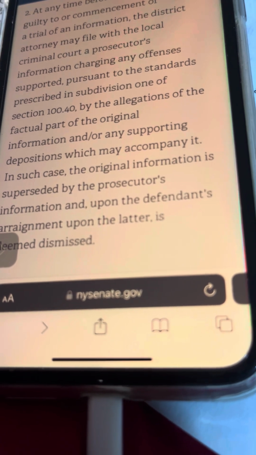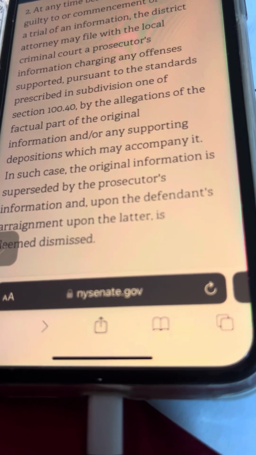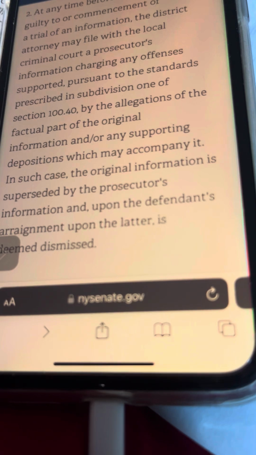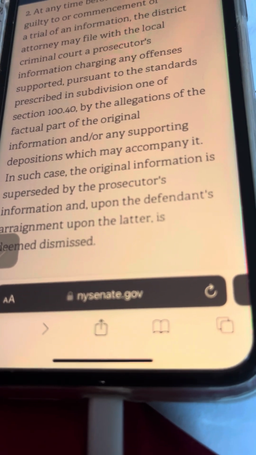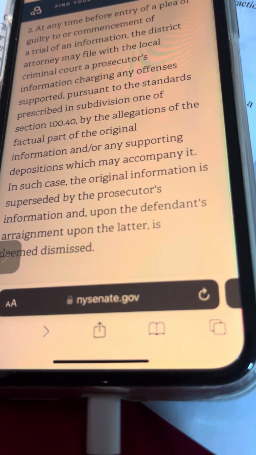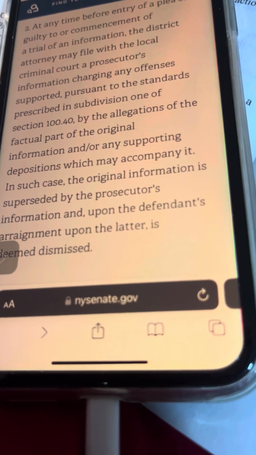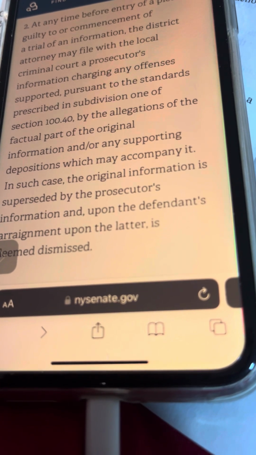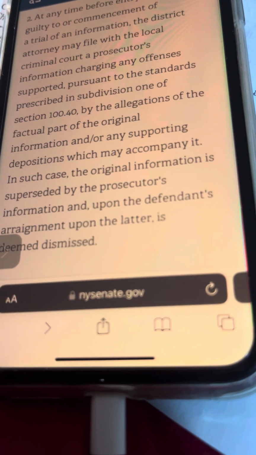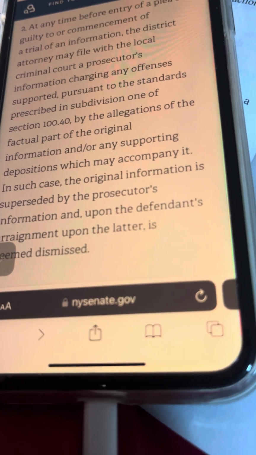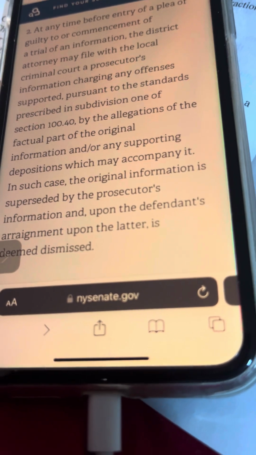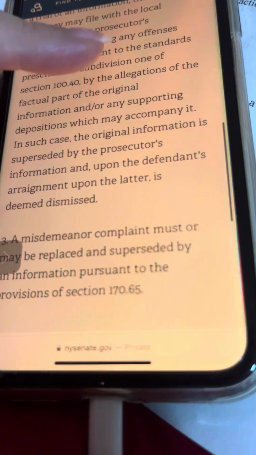It's like homeboy didn't even do the work, but whoever filed the first prosecutor's information had that supporting information, and now the guy that filed the second prosecutor's information is going to file another prosecutor's information, which will dismiss the second one because there's supporting documents in the first prosecutor's information that he can use to get this guy. So there you go.